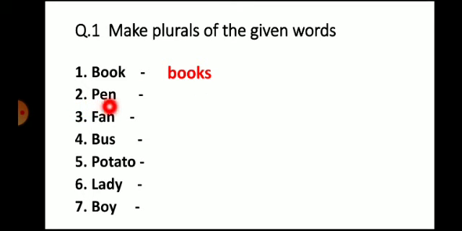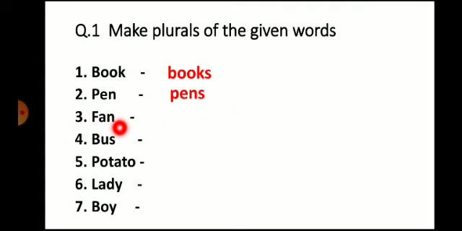Now the next is pen. Again there are no 6 letters. Which are these 6 letters? O, X, S, double S, CH and SH. So you have to remember these 6 letters. If they are at the end of the noun, you have to follow rule 2. If these letters are not there, you have to follow rule 1, that is just add S to make its plural. One pen, many pens.